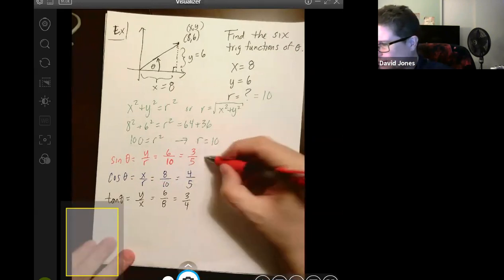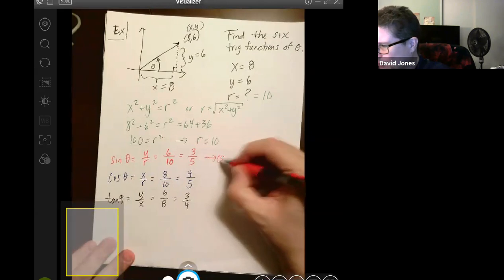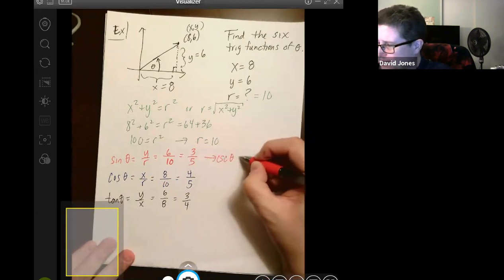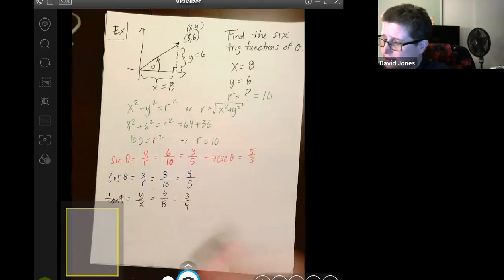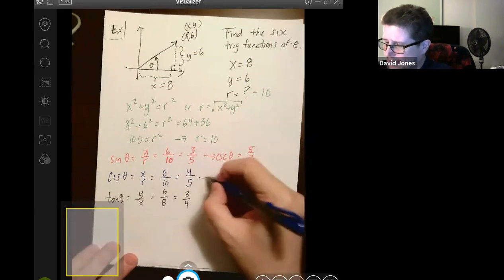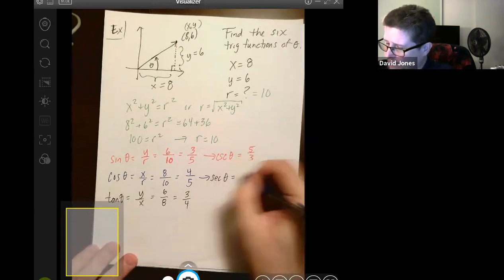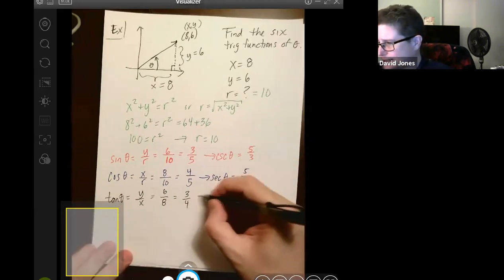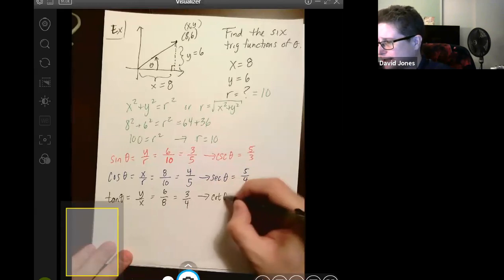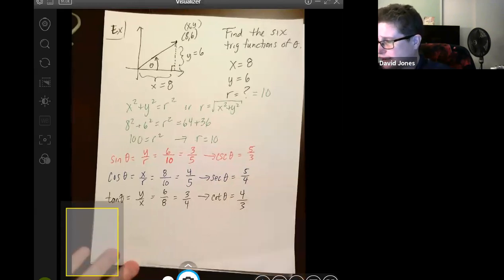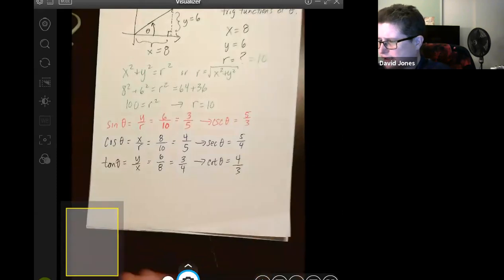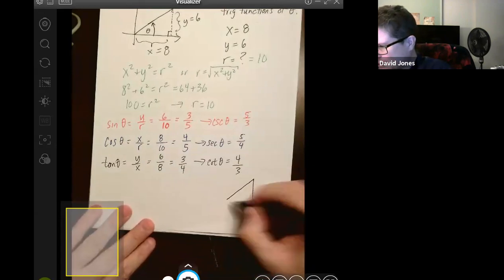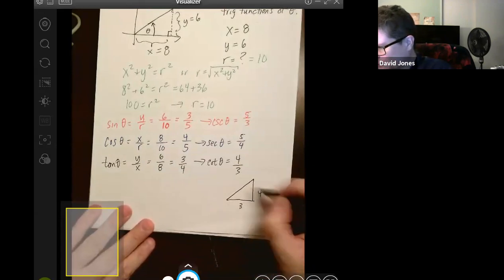If we flip these over, we get the other ones. Cosecant theta is 5/3. Secant theta is 5/4. Cotangent theta is 4/3. Note this corresponds to a triangle that's 3, 4, 5.